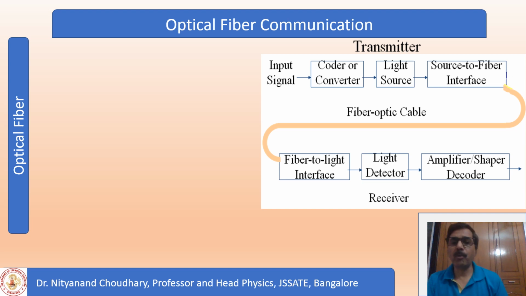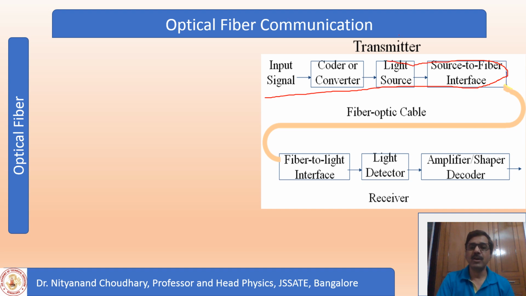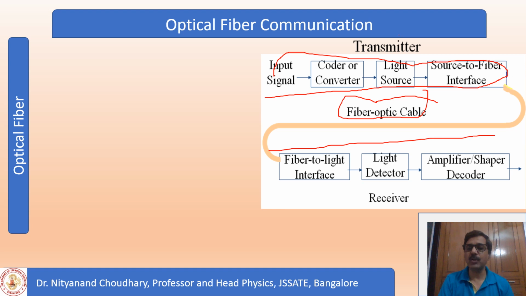Now this is the block diagram for optical fiber communication. As we can see over here, this part is called the transmitter part. The block diagram will have three parts. The first part is called the transmitter, the second part is called the optical fiber, and the third part is called the receiver. So optical fiber communication has been divided into three parts.